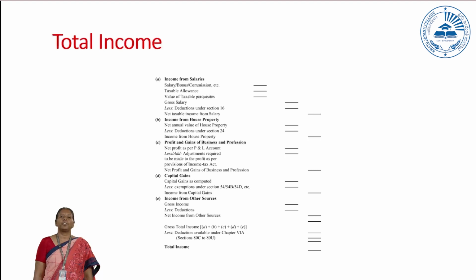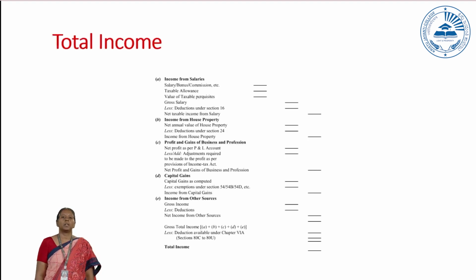Then at last we have the fifth head of income, that is income from other sources. There also we calculate the different other sources of income the assessee gets, whether taxable or exempted, based on what types of income he or she received in the previous year. If you take the total, we arrive at the gross total income, that is GTI.